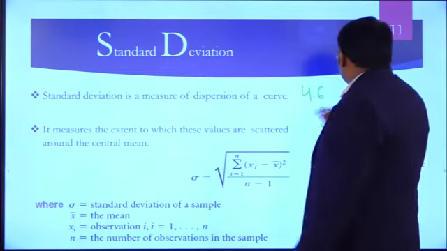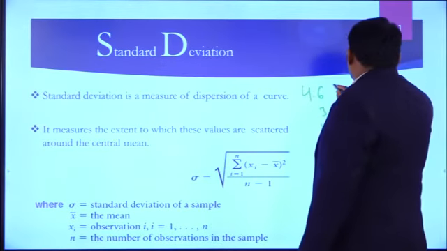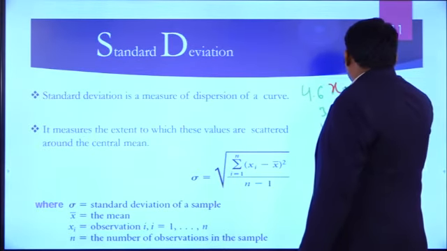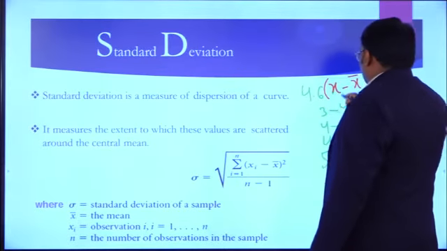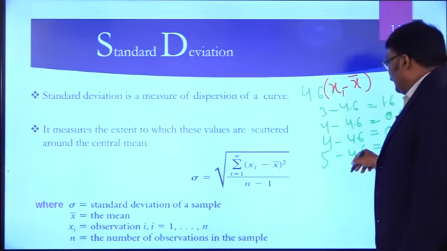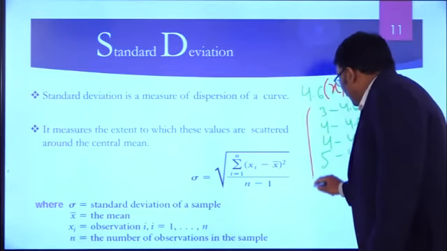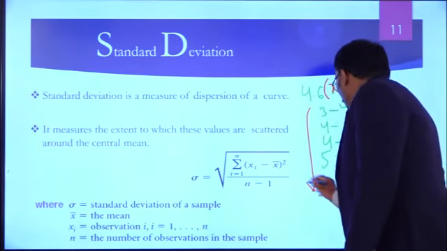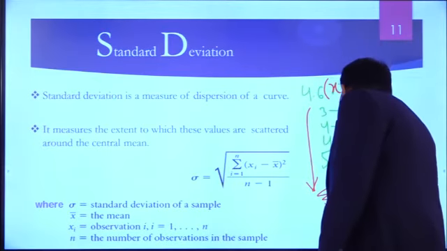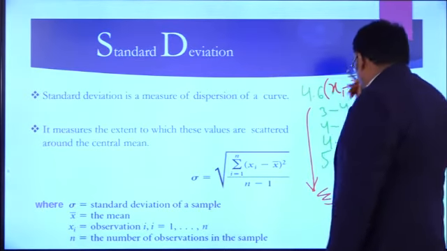After we have done this for all the values, this is nothing but xi minus x bar, which we are identifying here. After doing it for all 5, we find the total summation, and that summation should be divided by n minus 1, where n is 5 in this case.